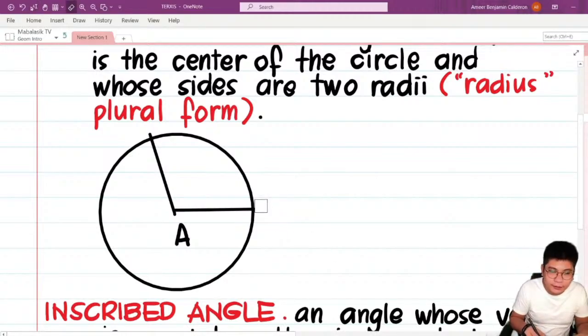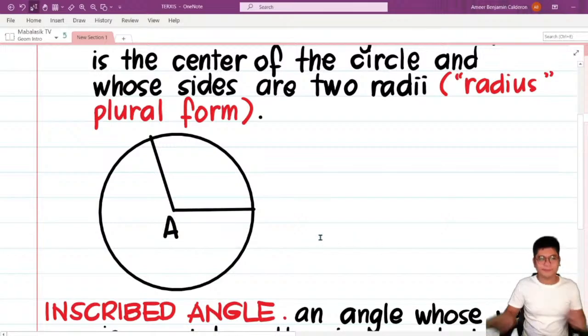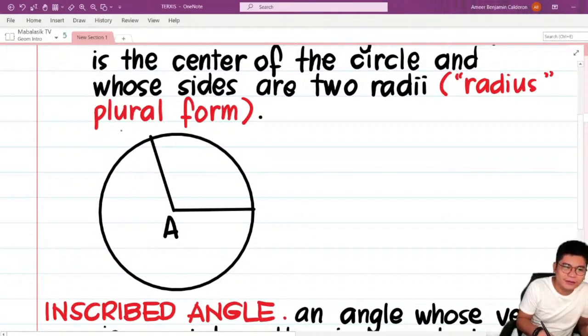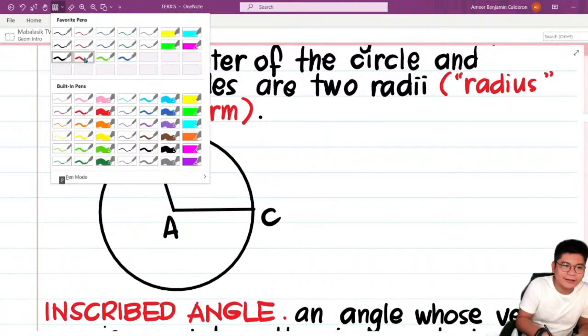Burahin. Bura. Yan. Kunyari, ayun na yung center. Hindi ko maayos eh. So, angat ko to. Yan. So, for example, this is point B. This is point C. This is the angle.